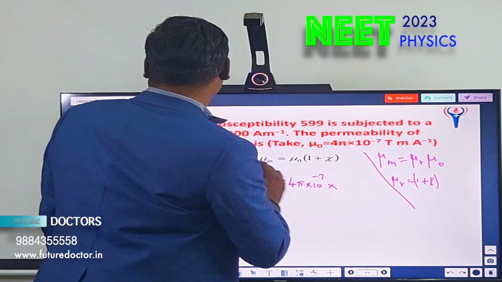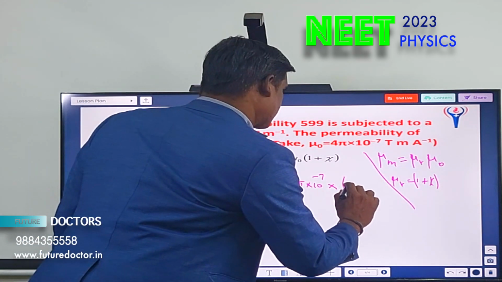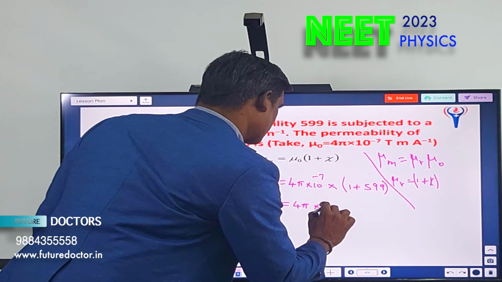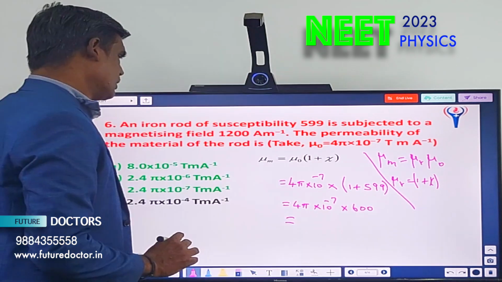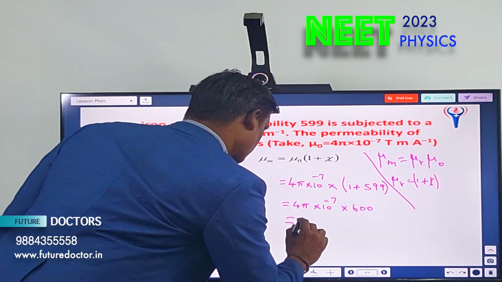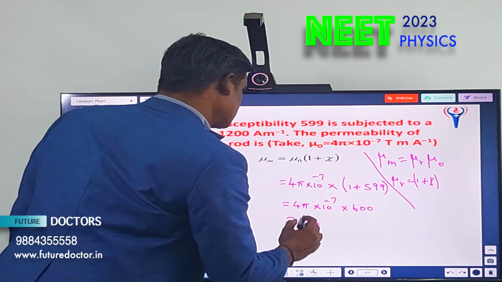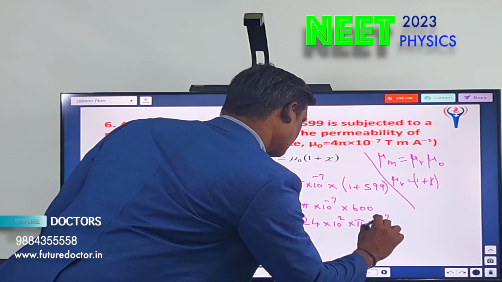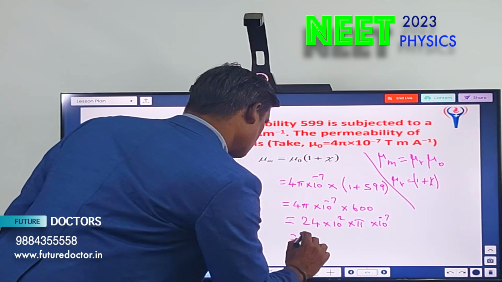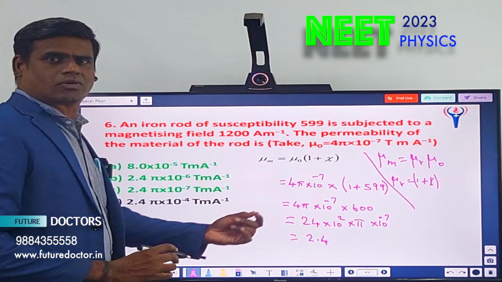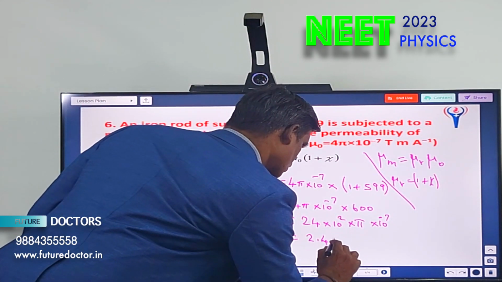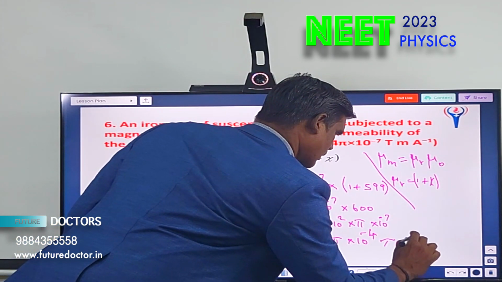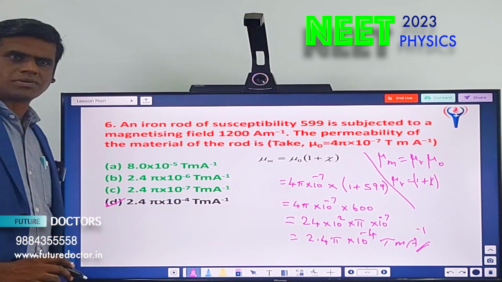Into 1 plus chi, that is 1 plus 599, which equals 600. So it equals 4 pi into 10 power minus 7 into 600. Then simplify this: 6 times 4 is 24, so 2.4 into 10 power 3 into 10 power minus 7, that is 10 power minus 4. So 2.4 pi into 10 power minus 4. As per the unit, T m A power minus 1. Which option? Option D is the correct answer.